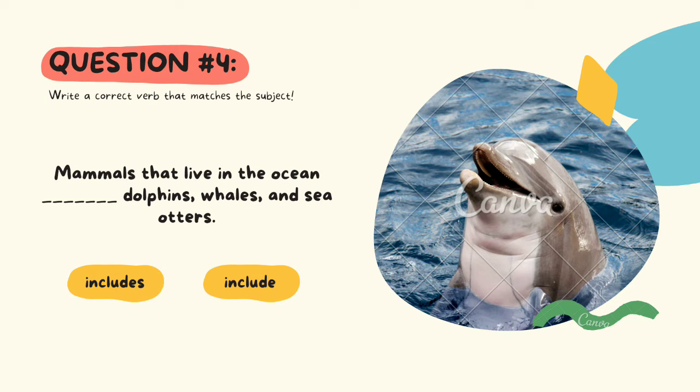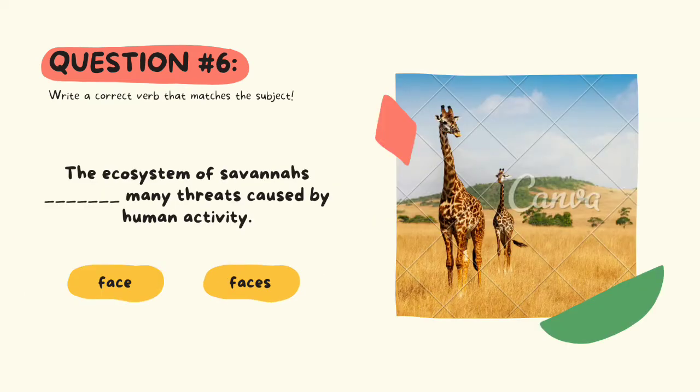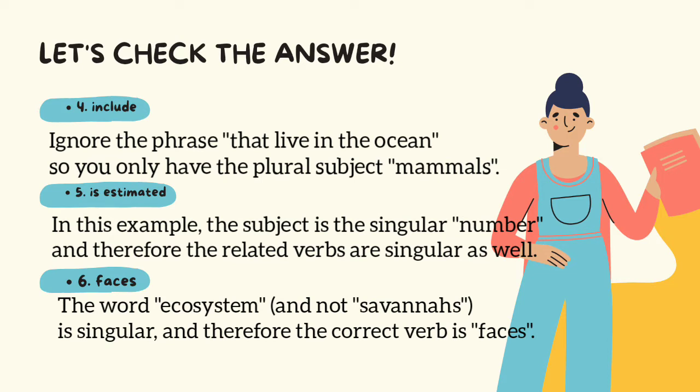Fourth question. Fifth question. Sixth question. In the fourth number, the answer is include. Why? Because you ignore the phrase that live in the ocean, so you only have the plural subject mammals.